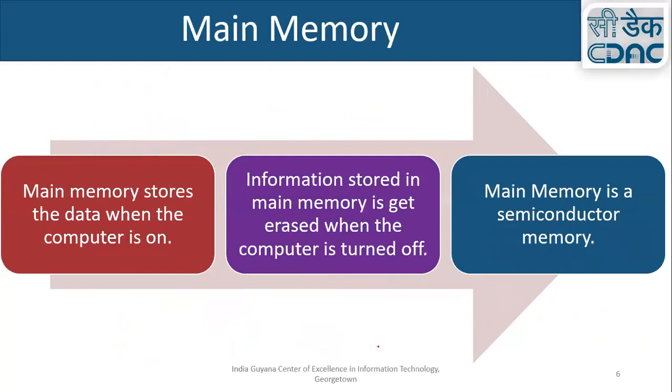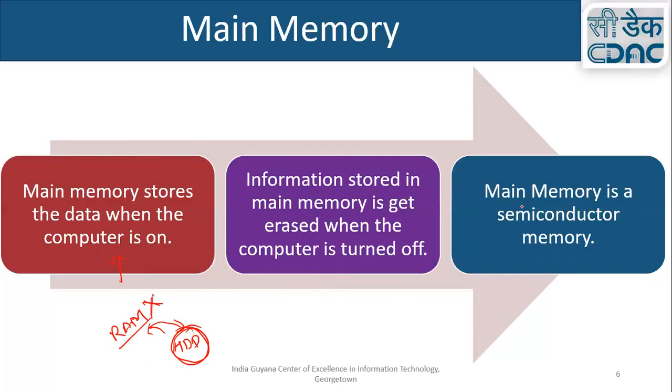Okay. So main memory stores the data when the computer is on. When you turn on the computer, the data moves from your hard disk to your RAM, in the beginning. So therefore you need a hard disk, because once you turn off the computer, data is no more in the RAM. It must be written to the hard disk. Information stored in main memory gets erased when the computer is turned off. Once you turn off the computer, data is gone from the RAM.